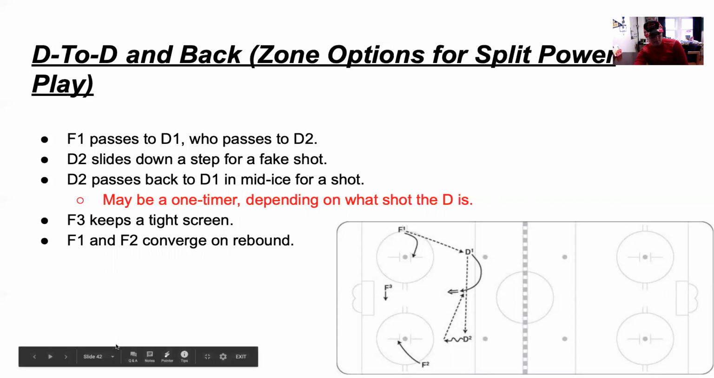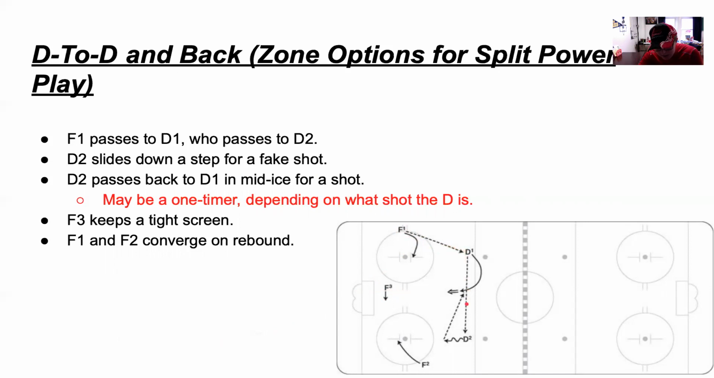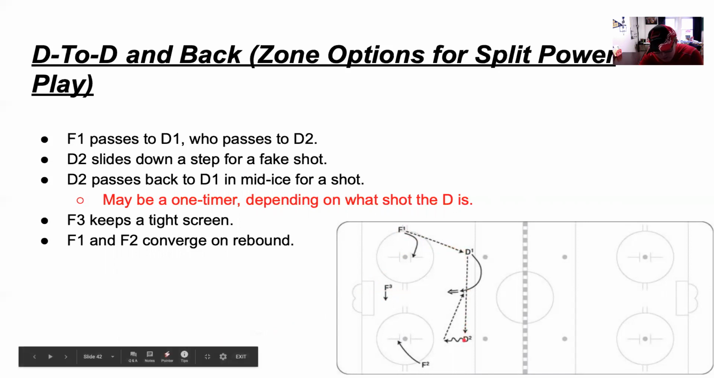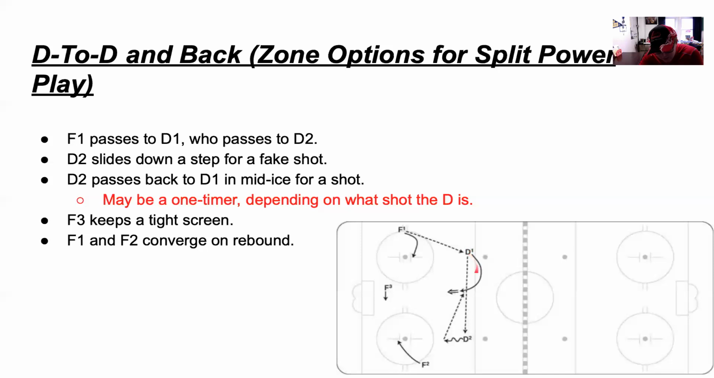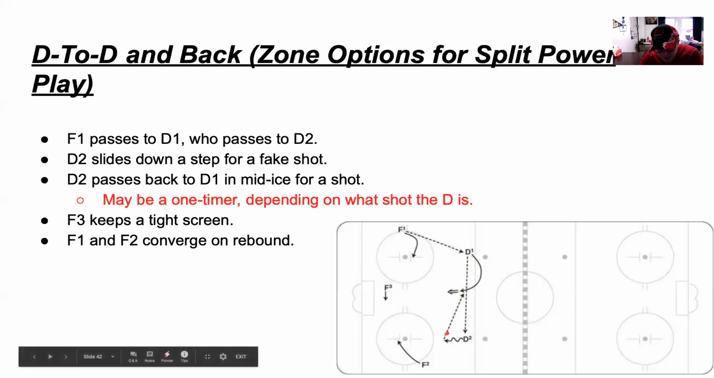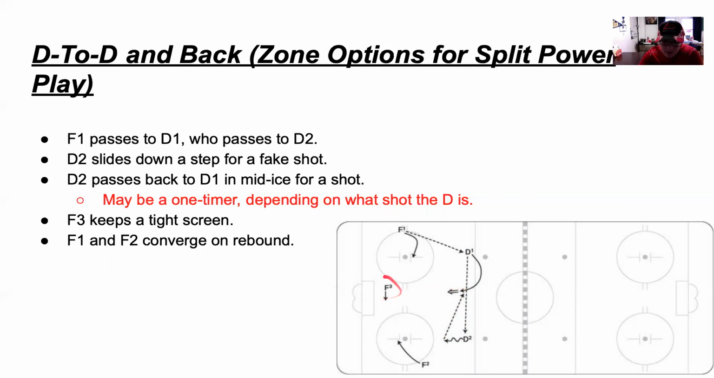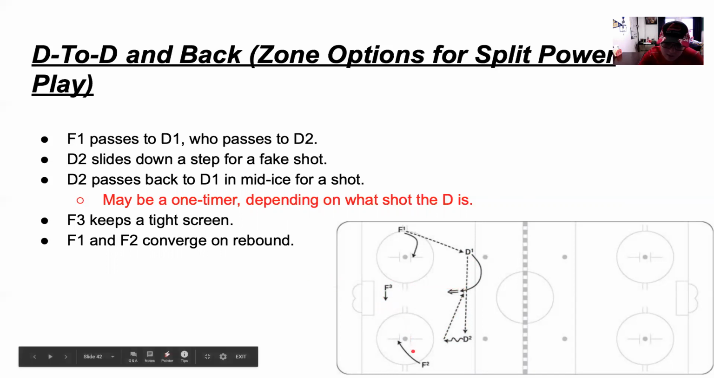Okay, so I'll show you what's going on here. F1 can make a pass to D1. D1 is going to make that pass to D2. D2 is going to come down a little bit, skate up to right here, and then D2 is going to make that pass back to D1, who's going to take that one-timer to the net. F3 will be here for the screen during the one-timer. F2 will come down for that rebound jam here, and F1 will be looking for the rebound over here.